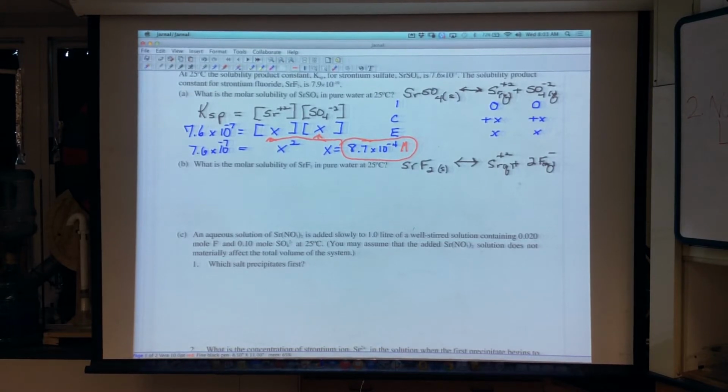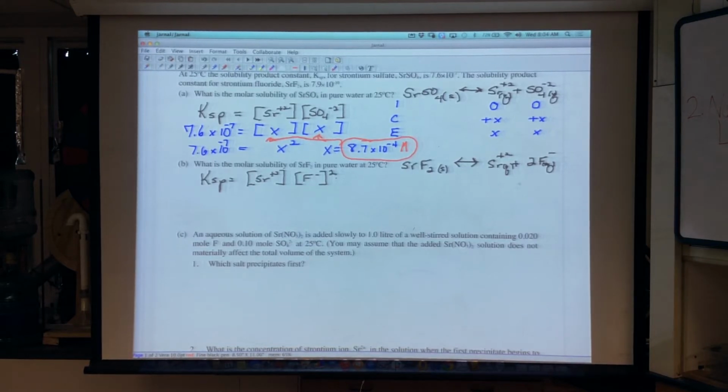All right. Now, same problem, isn't it? Ksp is equal to, in this case, the concentration of the strontium plus 2, and now you have the fluoride ion, but what's different here? Products over reactants, coefficients become exponents. And because you've got 2 fluorine, this is squared.